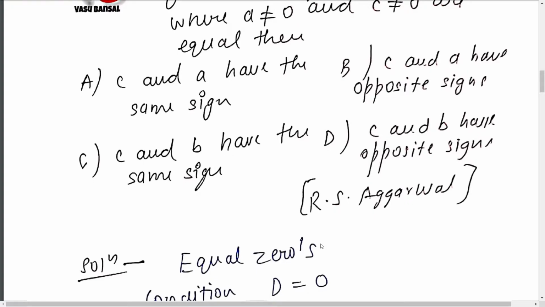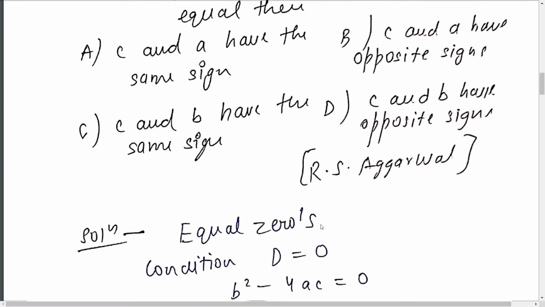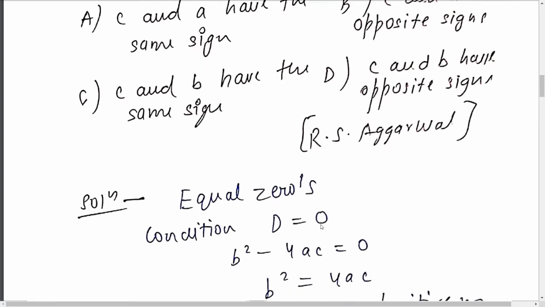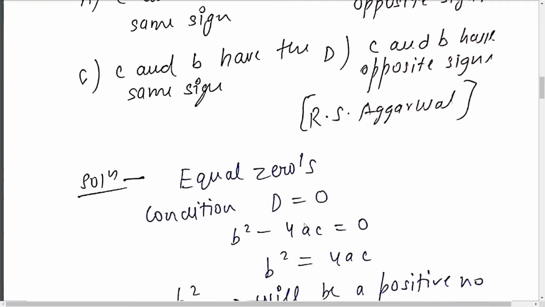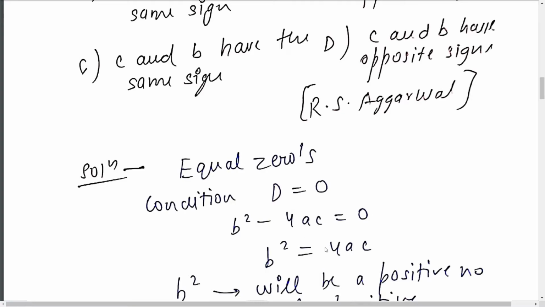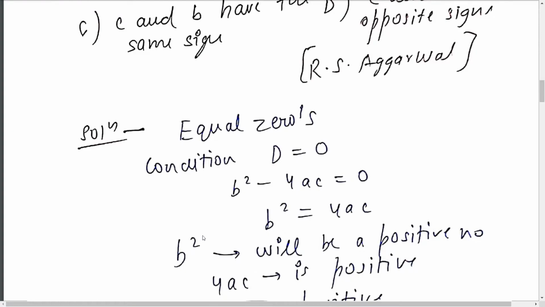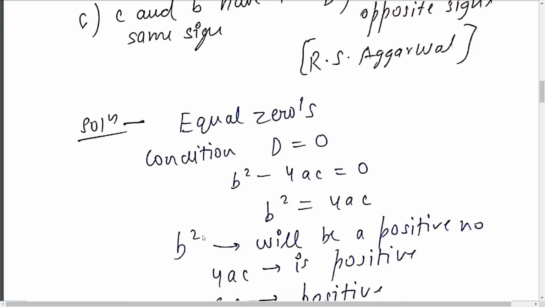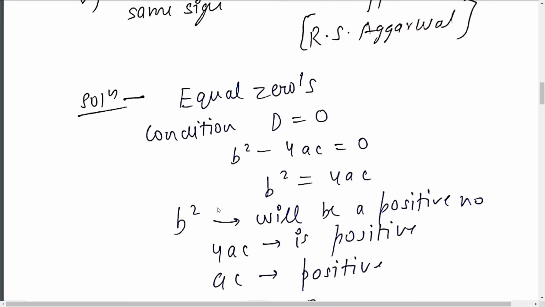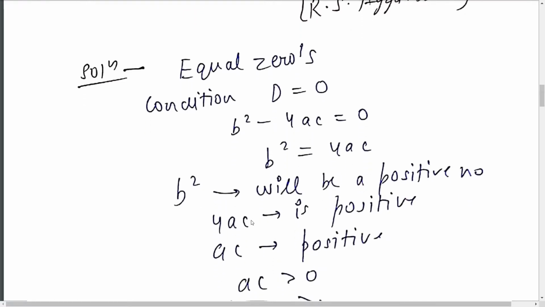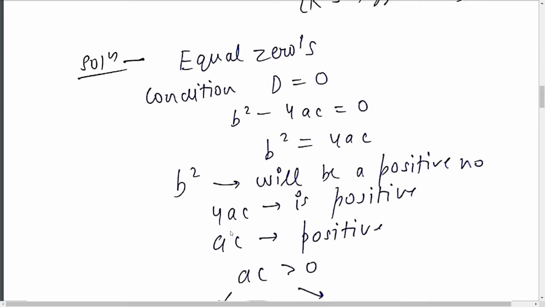So the solution is as follows. It is given that the polynomial has equal zeros. So the discriminant will be 0, because for equal zeros, this is the condition that discriminant is 0. Discriminant is b^2 - 4ac. So b^2 - 4ac is 0. So b^2 = 4ac. Now b^2 will be a positive number. This is very obvious. Take any number, square it, it will always be positive. So b^2 is equal to 4ac. Since b^2 is a positive number, so 4ac is also a positive number. So ac will also be a positive number because multiplying with 4 will not affect the sign. If 5 is a positive number, 5 into 4 is also positive, right?